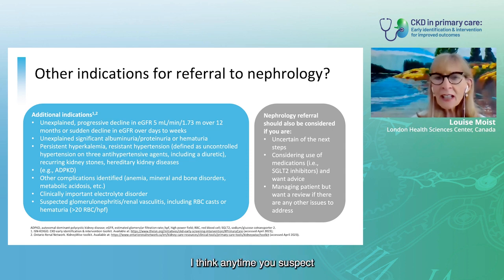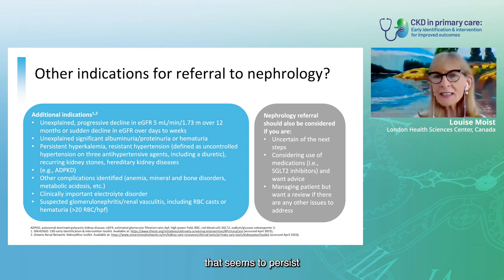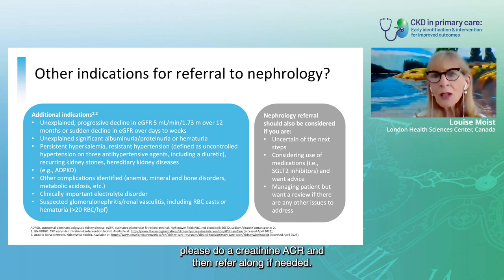I think anytime you suspect glomerulonephritis or renal vasculitis, if you see blood in the urine that's unexplained, certainly if somebody's having systemic features, they're unwell, you've had recurrent lung infections that seem to persist, and you're just thinking something odd is going on, please do a creatinine and an ACR and then refer along if needed.